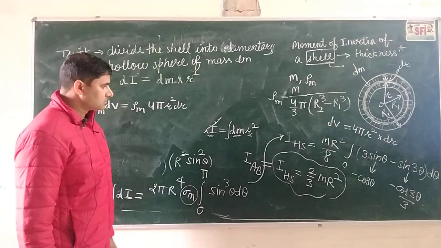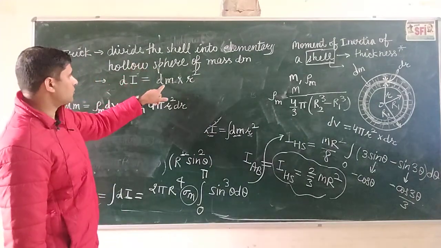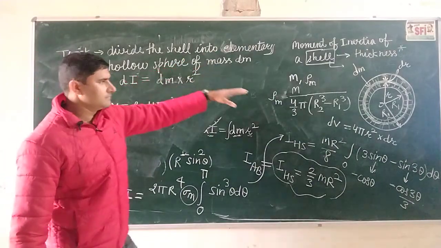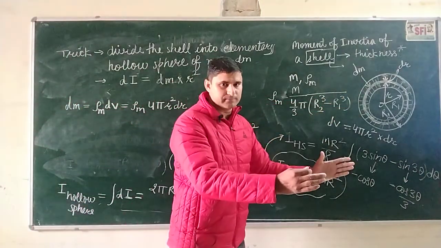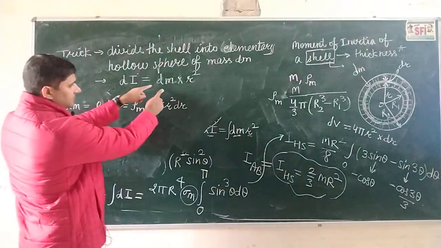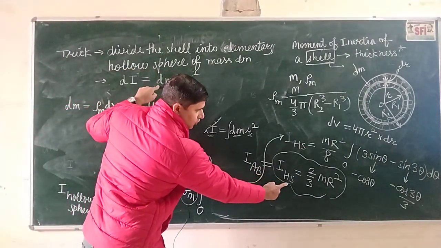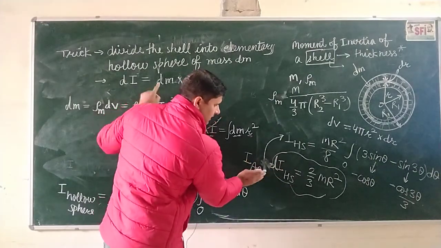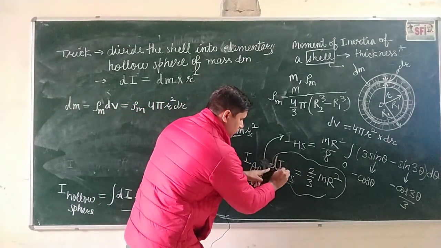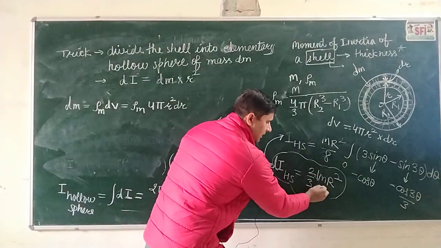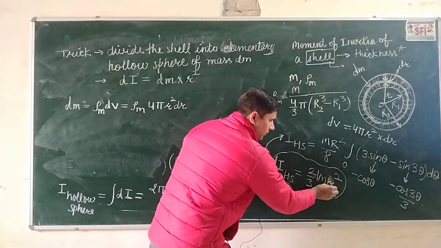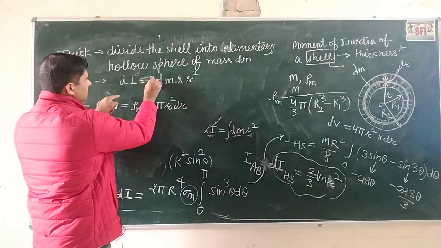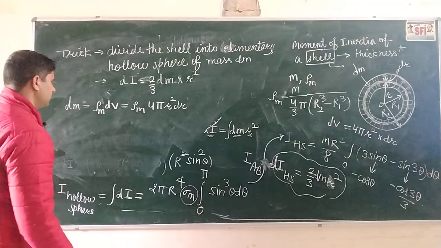Okay, so class, here you see we don't have an elementary ring here. This is an elementary hollow sphere. Okay, so I have made a mistake here. So if we find the moment of inertia of the elementary hollow sphere, then it will be like this, and here you have r square. I have left out the 2 by 3 here, so please keep this in mind.